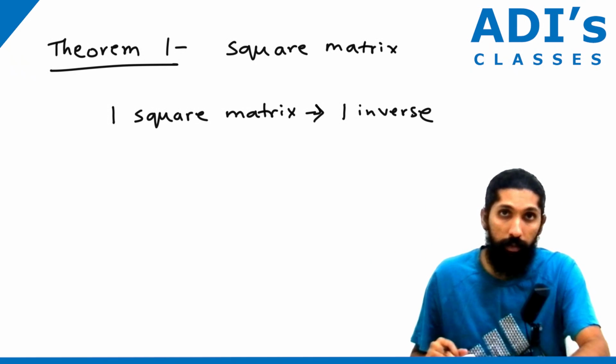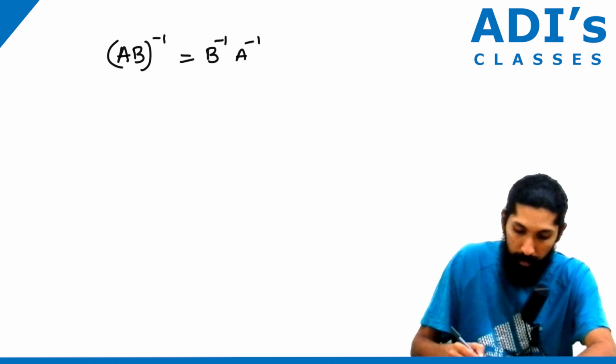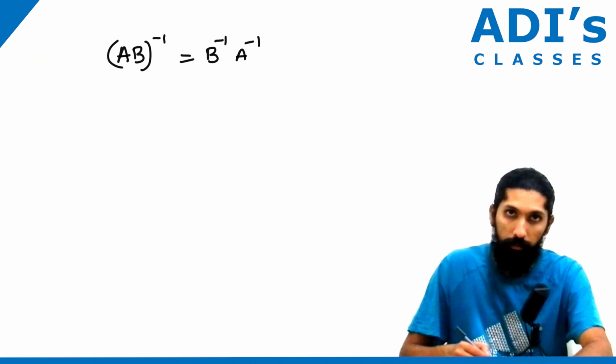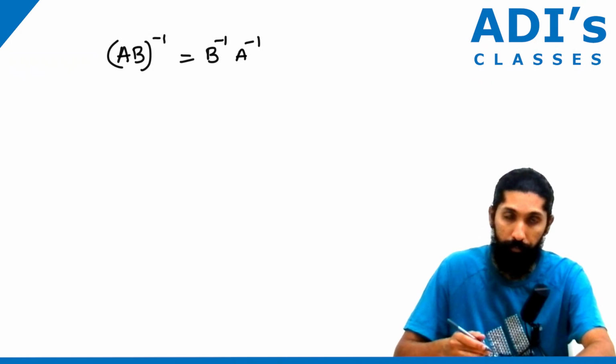Now let's look at the second one. In the second theorem, suppose you have (AB) whole inverse, then this is equal to B inverse into A inverse. Fair enough? This is what we have to prove. Now, there is a very simple proof. We'll look into the proof.